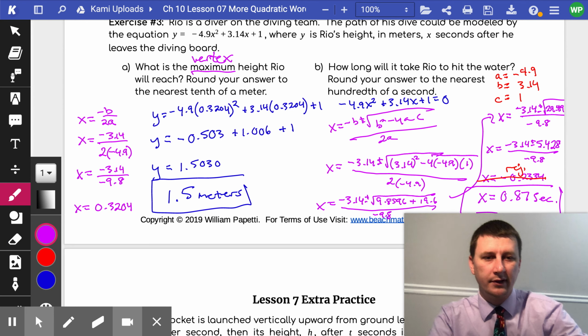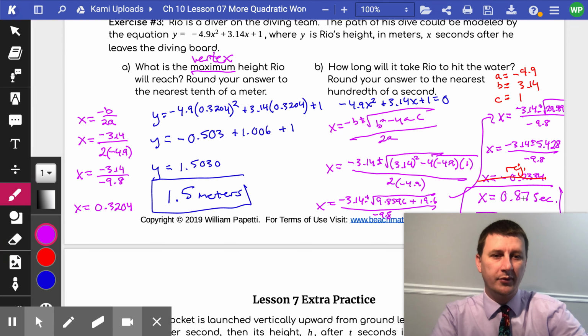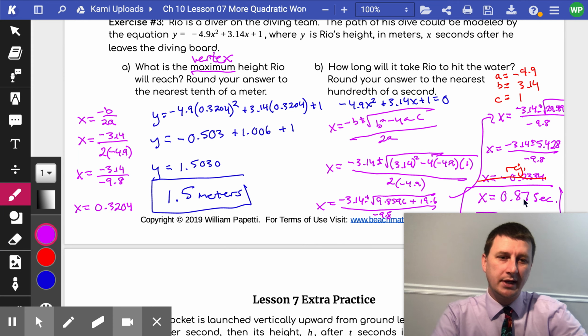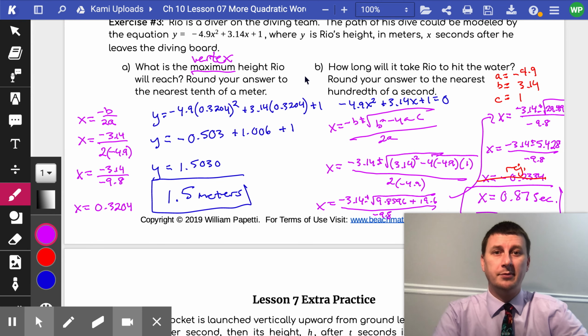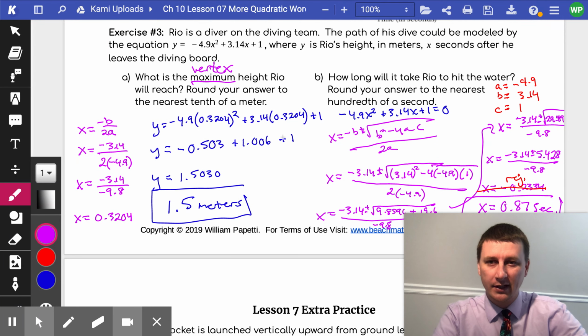So if you're a diver and you're jumping off that board, you have about a second before you might hit the water. In that second, you do like a flip or two, maybe a twist in tuck or pike position. But anyway, this was exercise number 3 on lesson 7, which was the last lesson in chapter 10. So at this point, we've finished chapter 10, and we've also finished our study of quadratics.